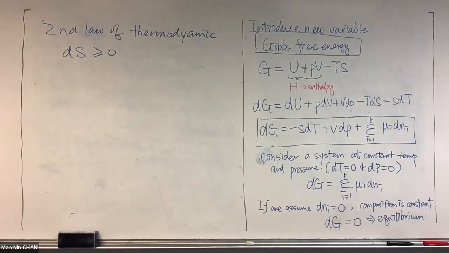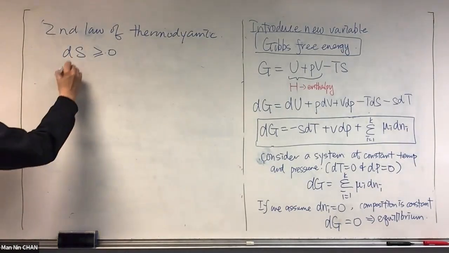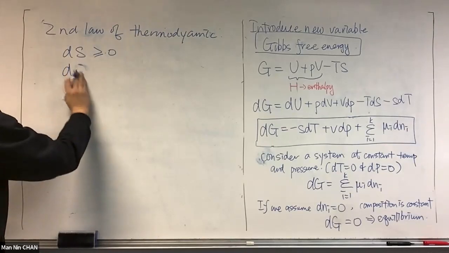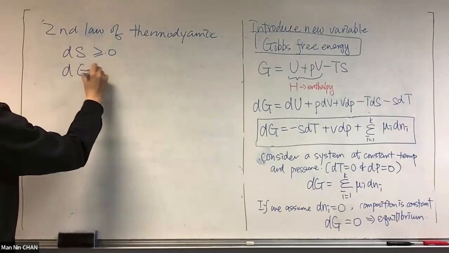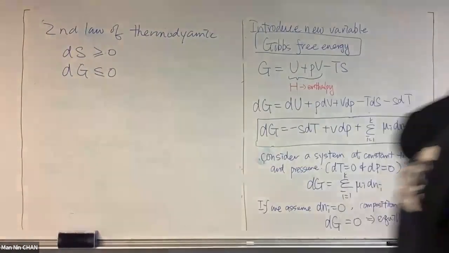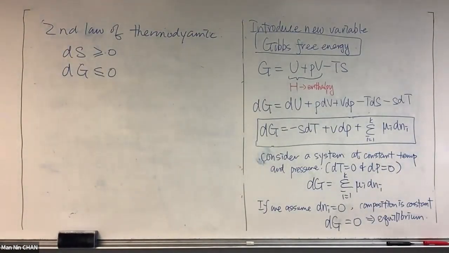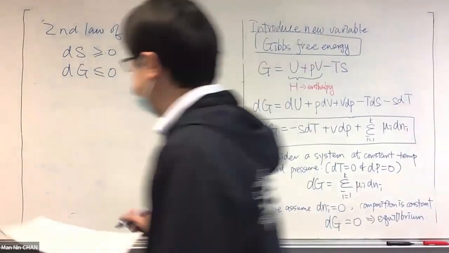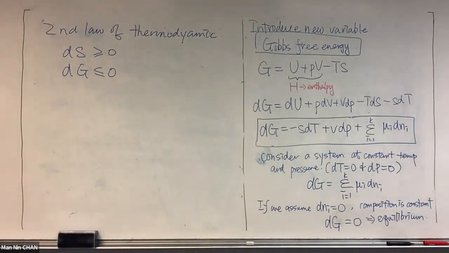And also, most of the time, the system will tend to decrease its Gibbs energy. Because this is the available energy, we try to decrease or minimize the Gibbs energy. Okay, so this is just a highlight of the laws of thermodynamics.